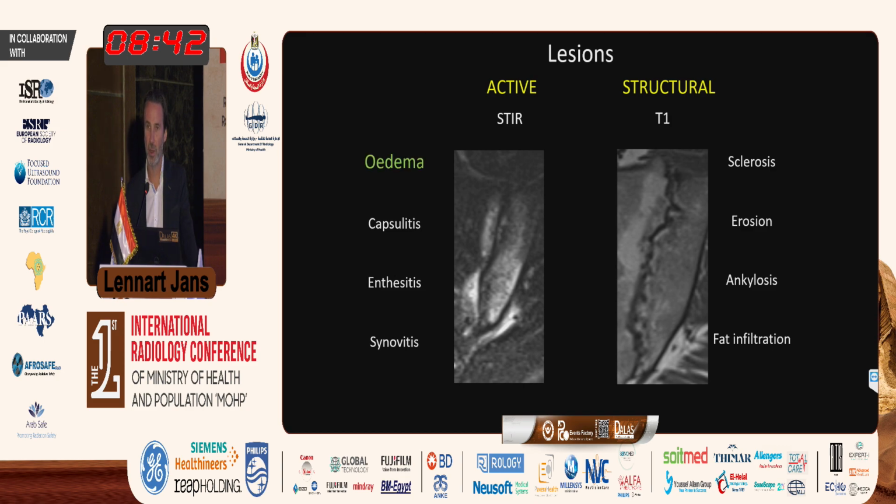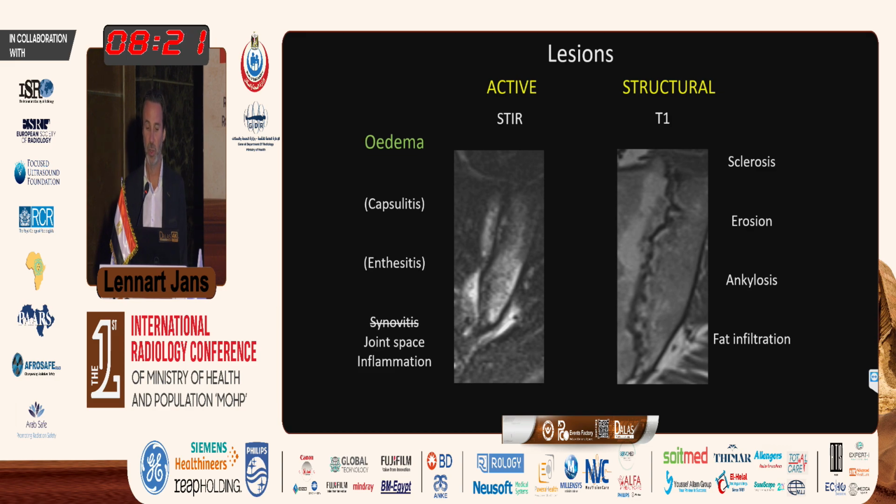So what is new? Well, bone marrow edema is the most important feature because it's very sensitive. So this is something that you should always be looking for. Is there bone marrow edema present or not? Capsulitis and enthesitis may be present, but they will never be enough to convince your rheumatologist that your patient has the disease. Right? And we know these days that there is no synovium in the SI joints, so we call this joint space inflammation. Just a new terminology.